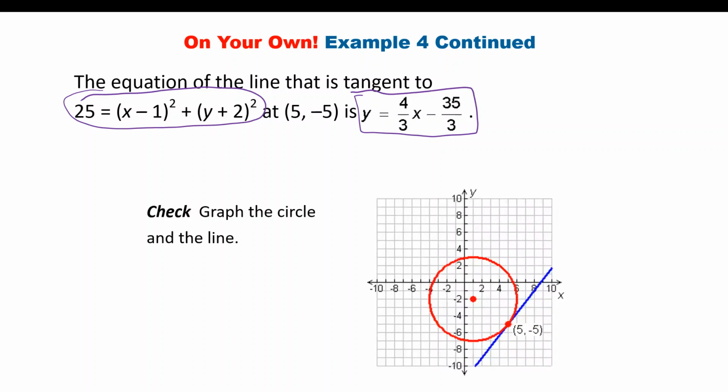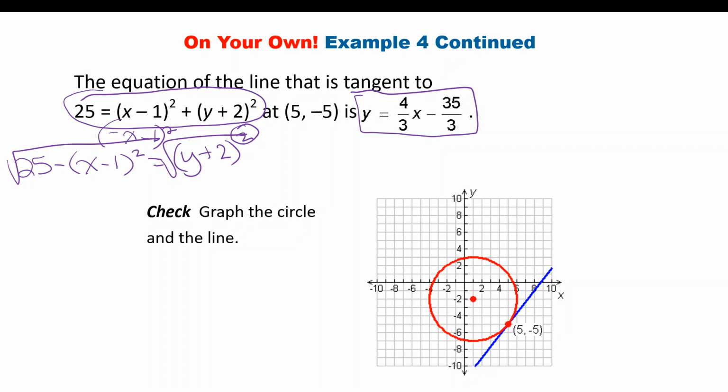And again, let me remind you, here's the equation of our circle. If you want to put it in your calculator, you're going to have to solve it for y. So remember all the steps that we would have to do. Subtract x minus 1 squared from both sides. So we have 25 minus x minus 1 squared equals y plus 2 squared. And now we have to get rid of that square, so we're going to square root both sides. Hope you remember all this. And then we have the square root of 25 minus x minus 1 squared equals y plus 2.